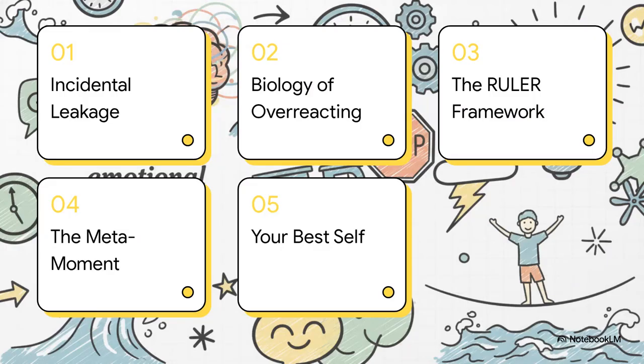So here is our roadmap for today's explainer. First, the incidental leakage trap. Second, the biology of overreacting. Third, the ruler framework. Fourth, the four-step meta moment. And finally, activating your best self.